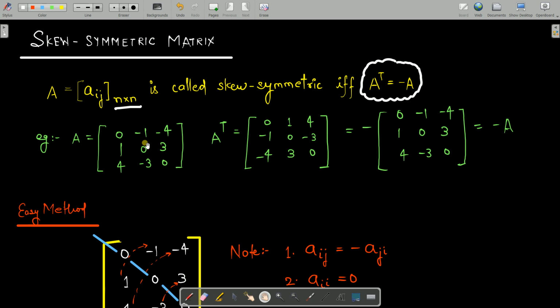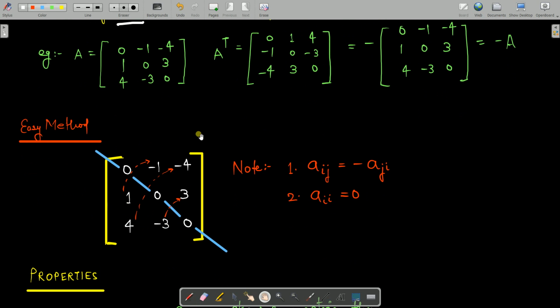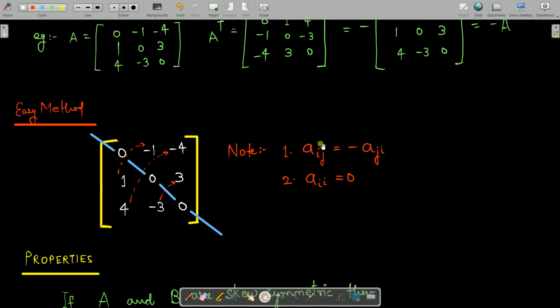Now you'll be asking, sir, do I need to find the transpose of each and everything? No, the easy method is just to check these two conditions. If these two conditions are satisfied, then we can say that the given matrix is a skew symmetric matrix. The first condition is, for a skew symmetric matrix, all the diagonal elements have to be 0. Unless all the diagonal elements are 0, it will never be a skew matrix. For any skew matrix, the diagonal elements have to be 0.